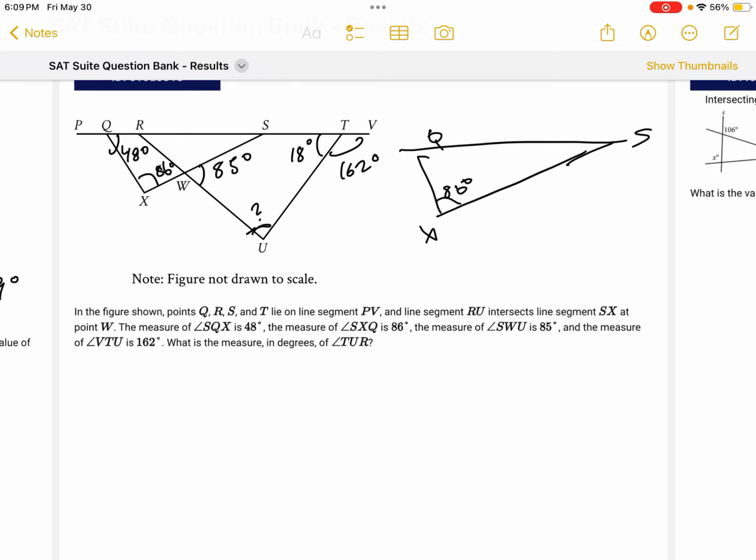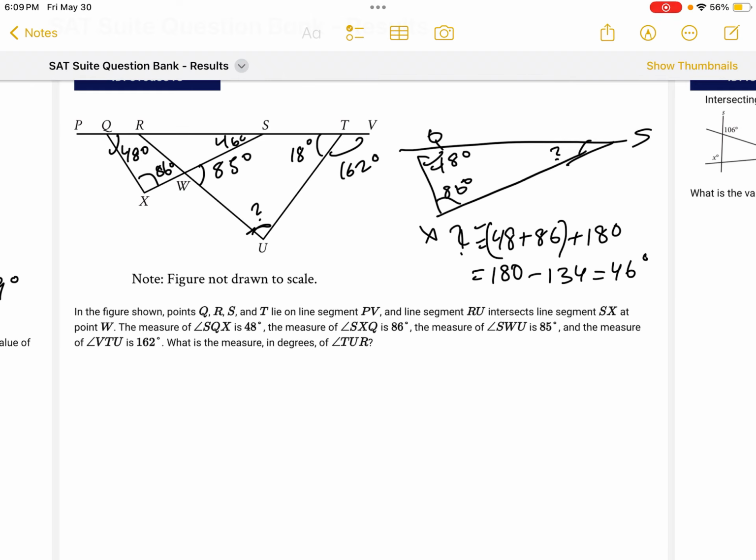This angle right here is 86. This is 48. And this is an angle we want to know what that angle is. So the angle we want to know right now is 48 plus 86, right? And we have to subtract that from 180. So it's just 180 minus the quantity 48 plus 86. That'll be 134. So that angle is 46 degrees.